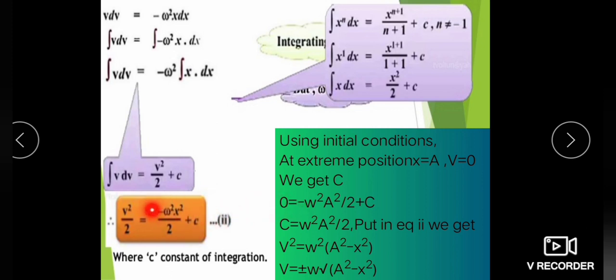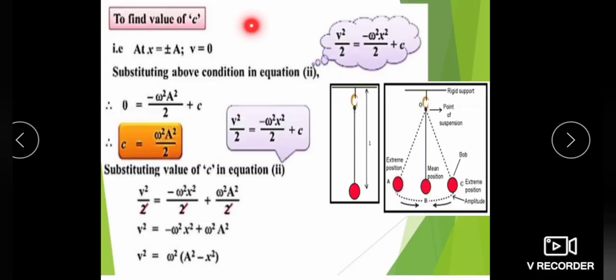Substitute at x equal to a, v equal to 0. 0 is equal to minus omega square into a square upon 2 plus c. Solve this equation step by step. v square is equal to omega square into bracket a square minus x square. v is equal to omega square root of a square minus x square. To find the constant of integration, use the conditions that we know.